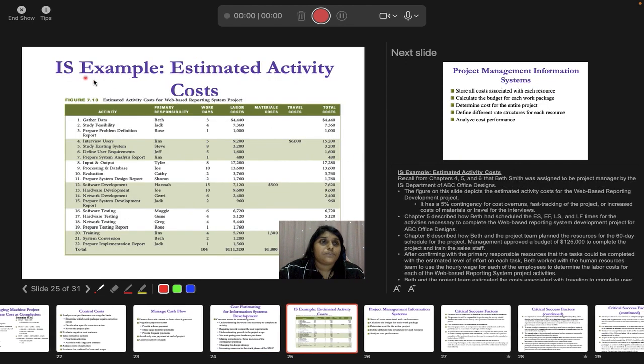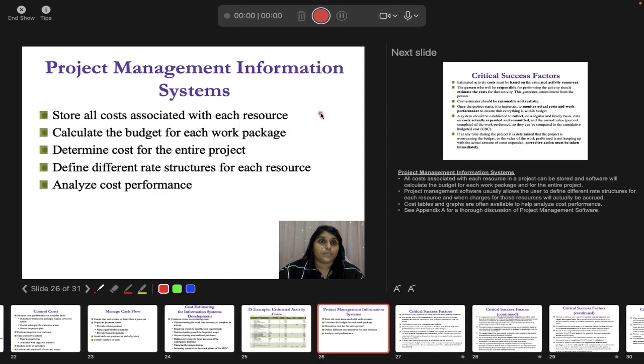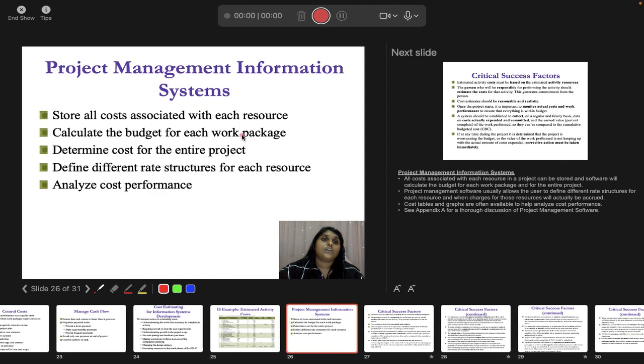And this is the information system example. Okay, estimated activity cost. It is similar to the one we have seen earlier, right? So you have your person in charge, you have your work days, you have your labor cost, your material cost, your travel cost, and then you have your total cost. And then you have your project management information system. Store all costs associated with each resource. Calculate the budget for each work package. Determine cost for the entire project. Define different rate structures for each resource, and analyze cost performance.